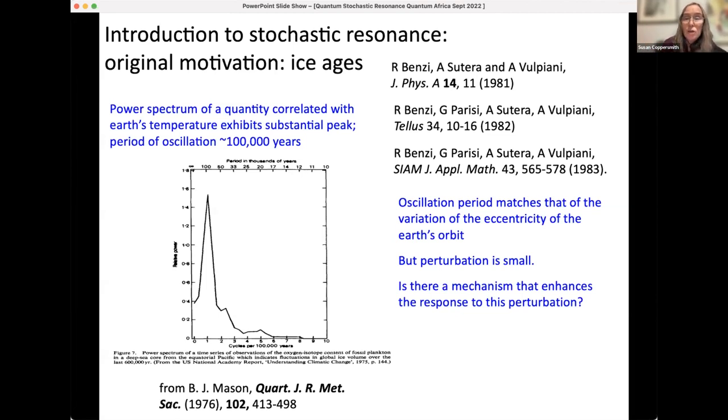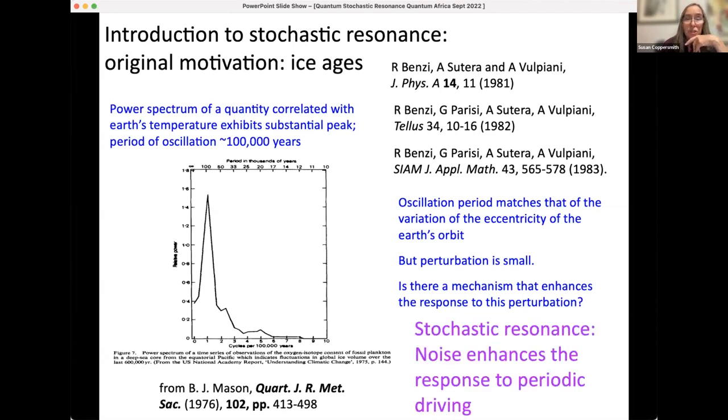So what Benzi et al. did is said, well, there's a small perturbation, but maybe there's a mechanism that enhances the response of the Earth's climate to a very small perturbation. And that's what stochastic resonance is. It's the idea that there is other variability in the system, and that other variability enables the system to respond more to a deterministic drive than would otherwise be possible.